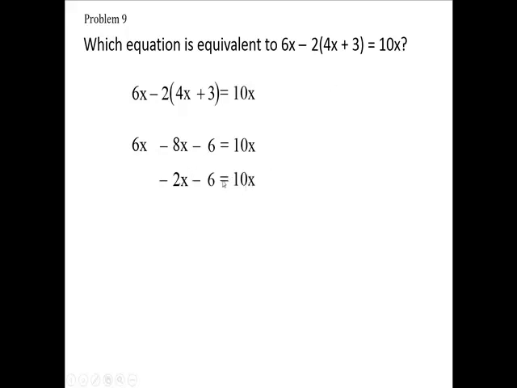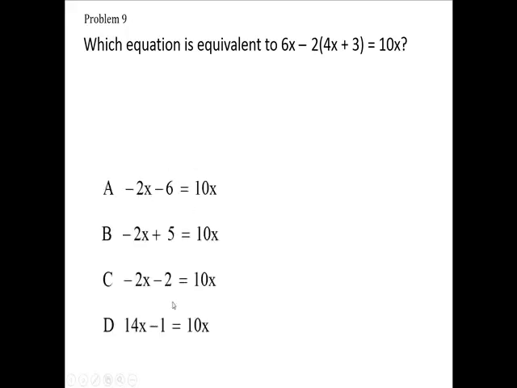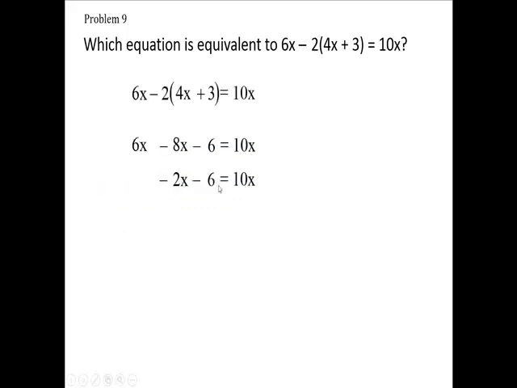We stop right here. Negative 2x minus 6 equals 10x. Which one of these four is it? The one with the negative 6, right here. You can go back and look and see. Yep, that's it.